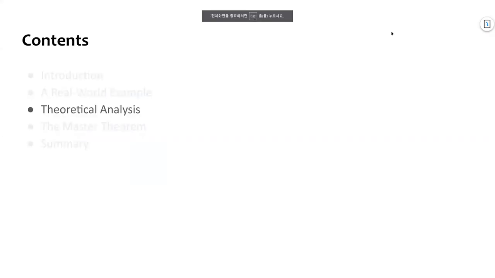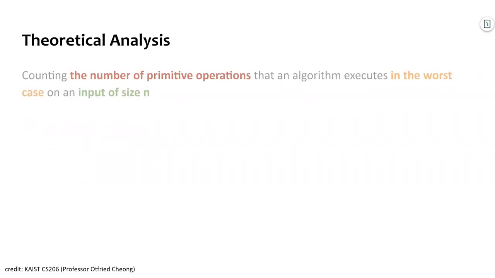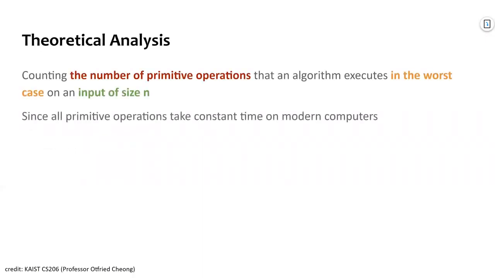And from now on, we're going to talk about theoretical analysis. Counting the number of primitive operations that an algorithm executes in the worst case on an input of size n is what we are going to do. Since all primitive operations take constant time on modern computers, we are just going to count the number of primitive operations like addition, subtraction, multiplication, division, like this.